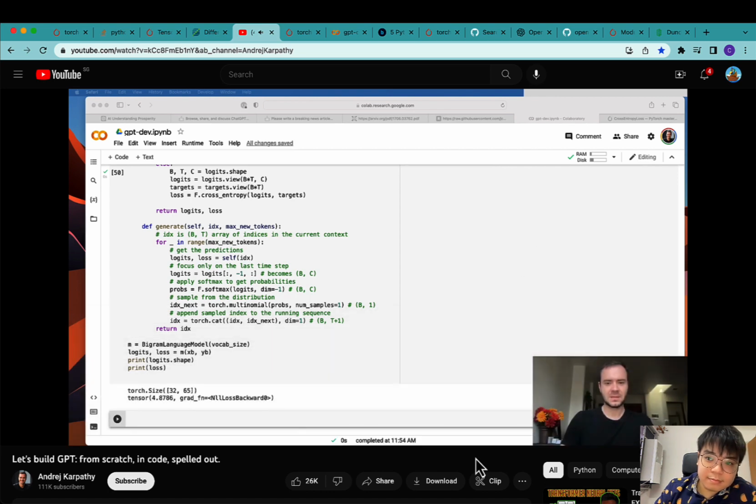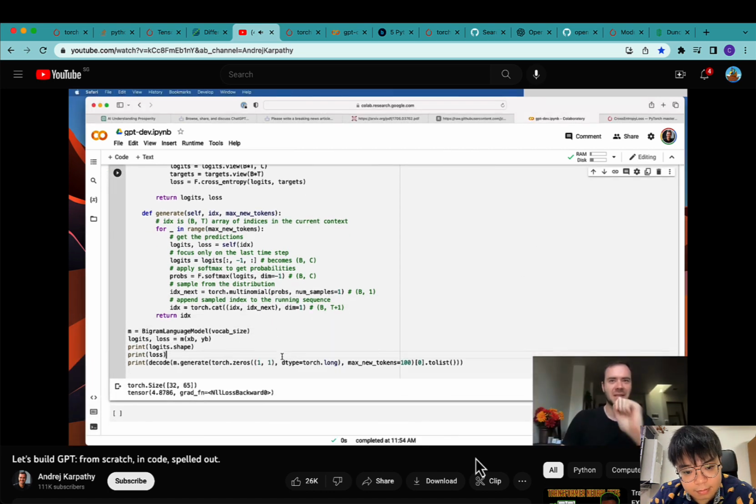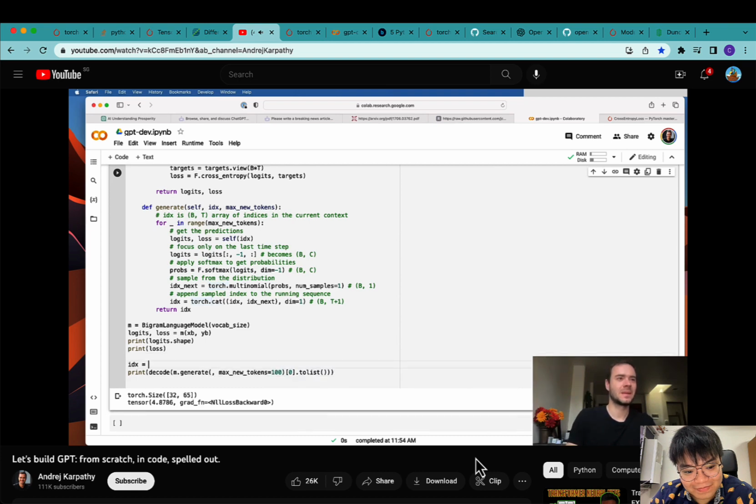Oops. So I have another code chunk here, which will generate from the model. And okay, this is kind of crazy. So let me break this down. So these are the idx, right? I'm creating a batch that will be just one, time will be just one. So I'm creating a little 1-by-1 tensor, and it's holding a 0. And the dtype, the data type, is integer.